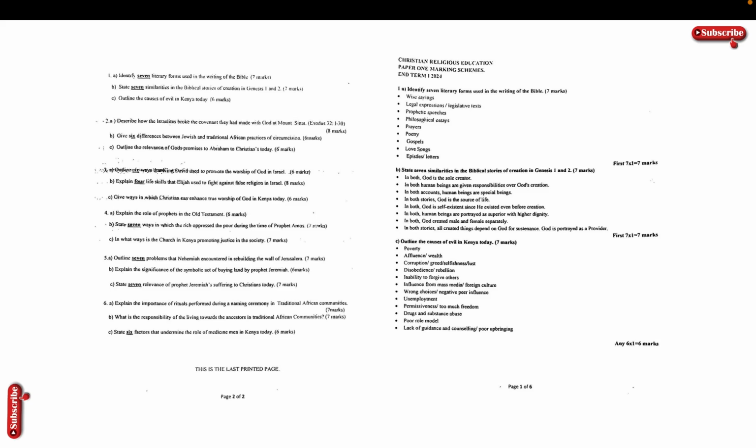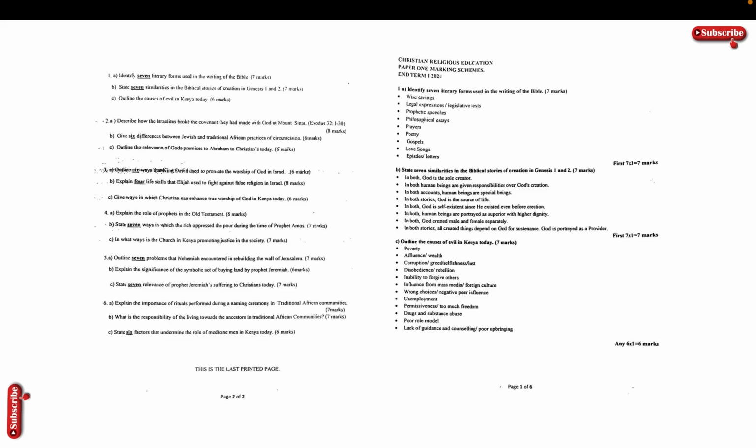Disobedience, inability to forgive others, influence from mass media, wrong choices, unemployment, permissiveness in the society, that is too much freedom, drugs and substance abuse, poor role model, lack of guidance and counseling, or you can just basically call it poor upbringing.